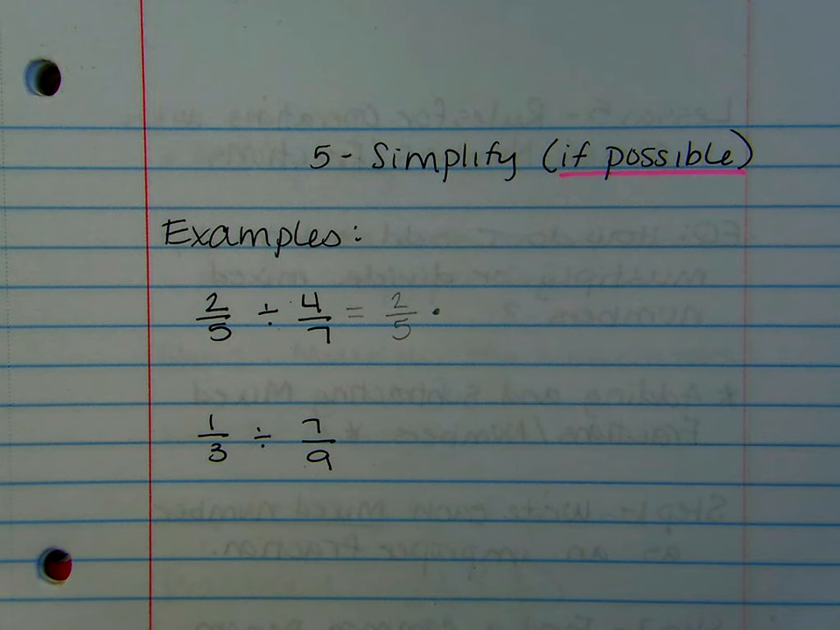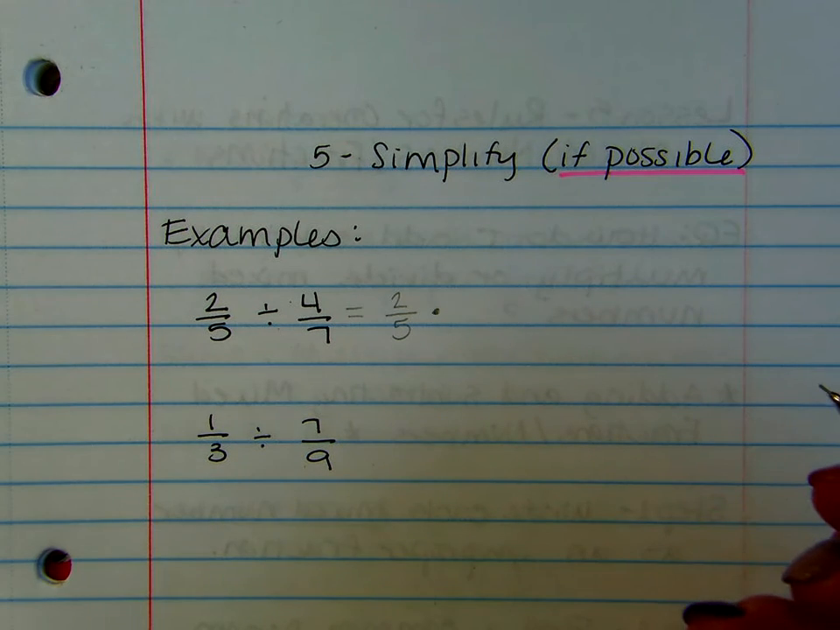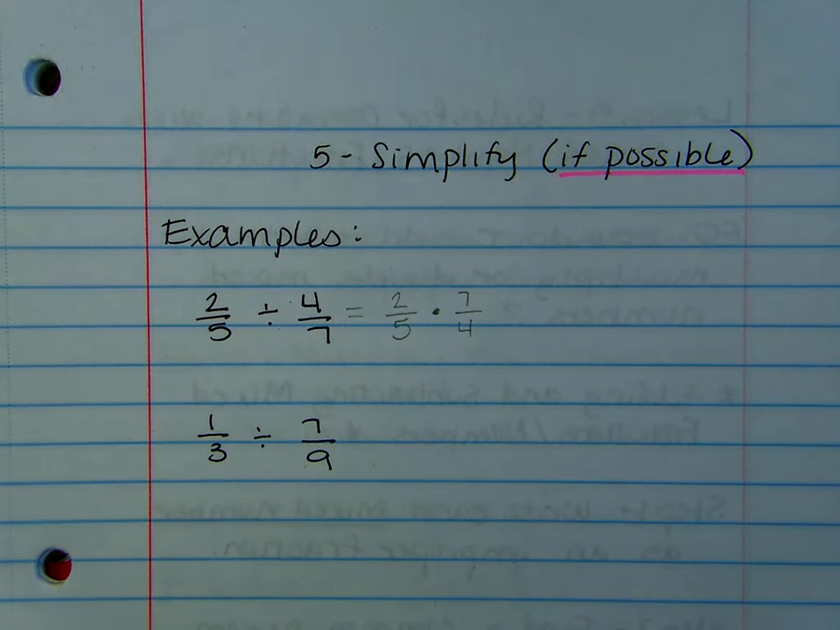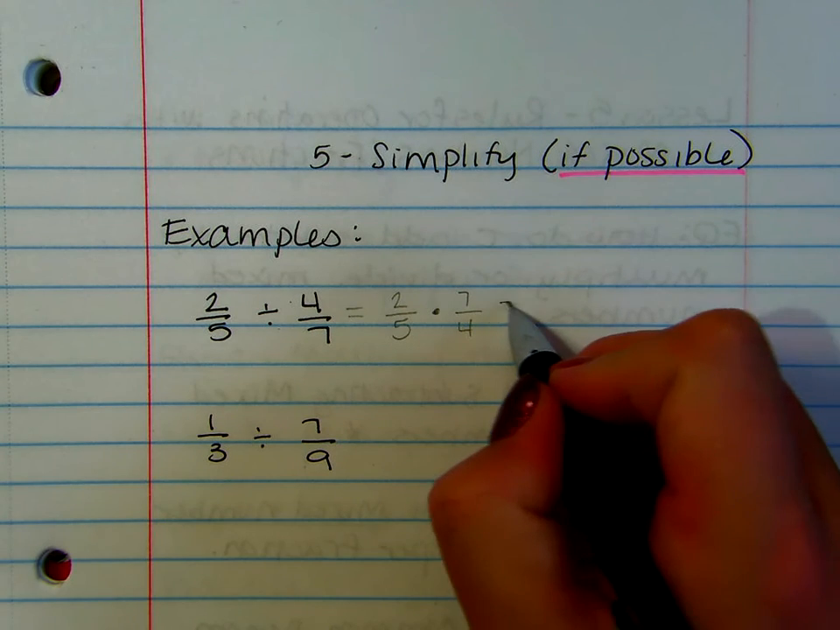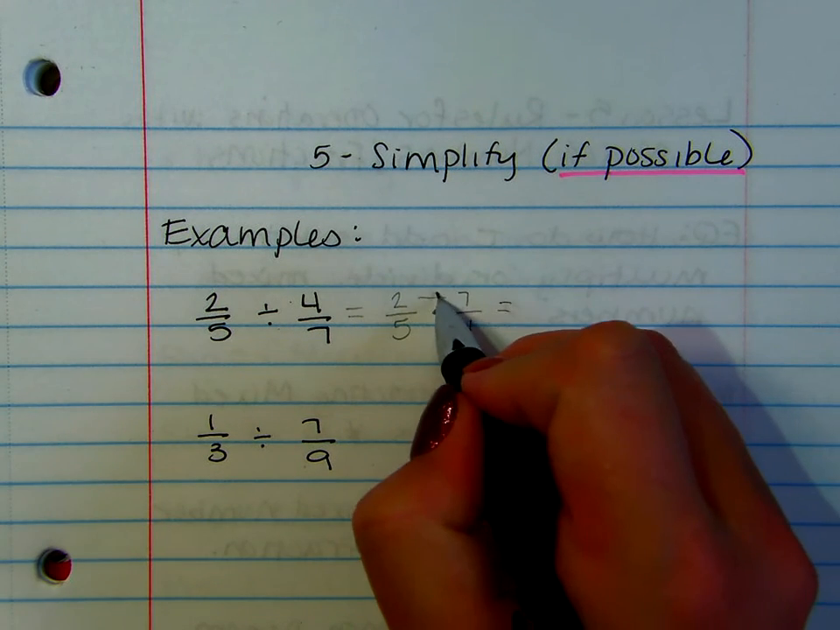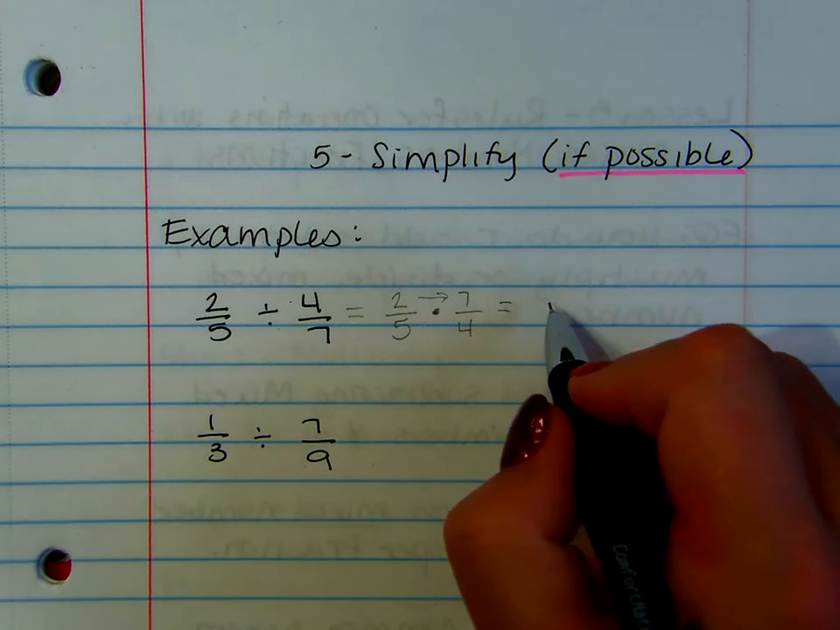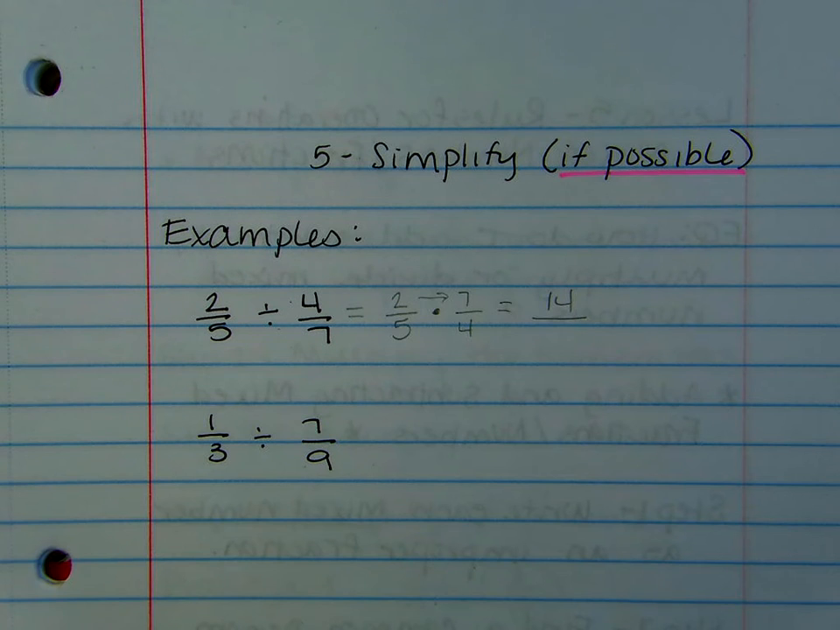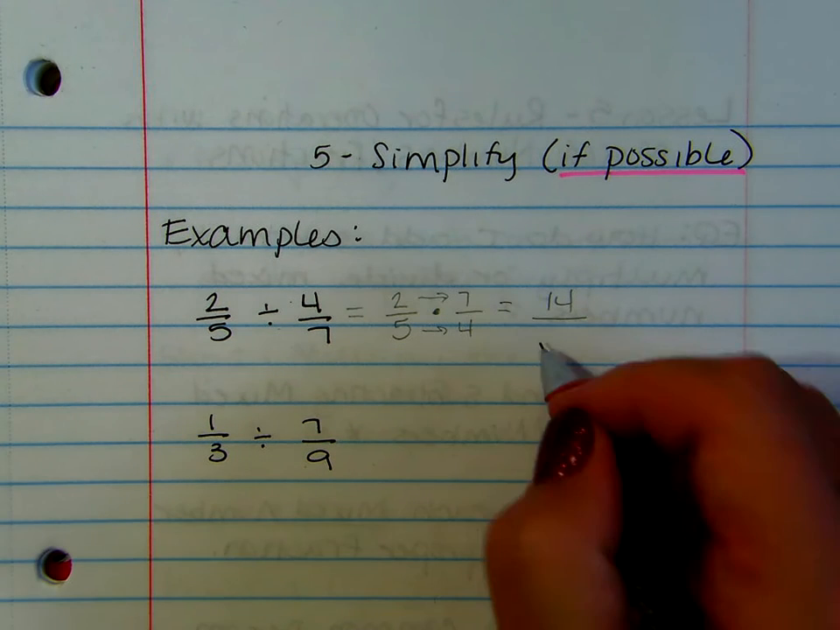And then the last piece is that we're going to flip that second fraction. So instead of 4/7, I'm now going to have 7/4. So I'm going to write 7/4 right here. Now, we get to go through and multiply out this new problem. So now here, I'm going to have 2 times 7, which gives me 14, and I'm going to have 5 times 4, which is going to give me 20.